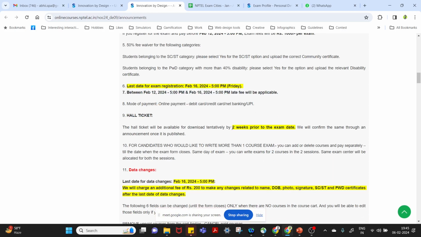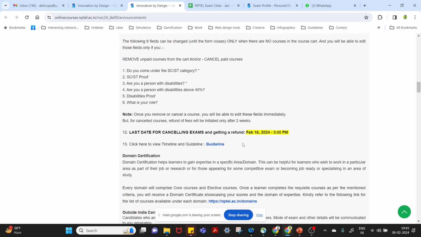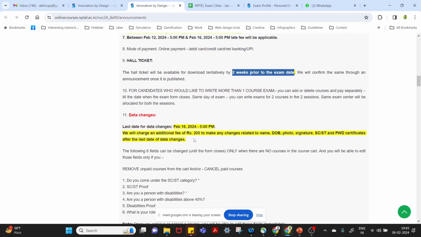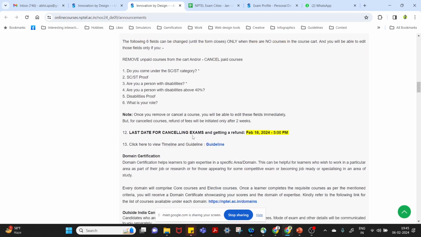The hall tickets are given 2 weeks prior to the examination. Okay. So please be mindful while filling your form, because if you make any error, you will have to pay some certain additional fee to make any changes. Okay.